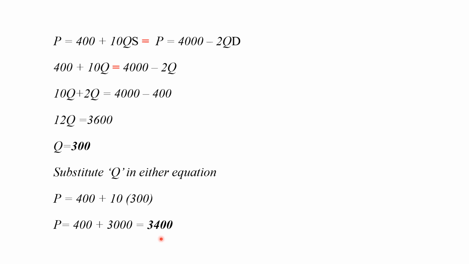If you want to be sure your answer is correct, you can also substitute this 300 into the second equation, and see if you still arrive at 3400. If you do, then definitely your answer is correct. And that is how you find the equilibrium quantity and equilibrium price. So the market price for that agricultural product will be 3400, and the quantity demanded in that market is 300.